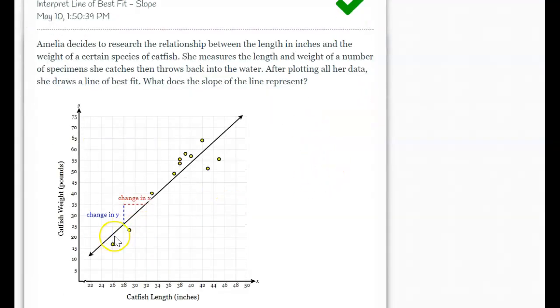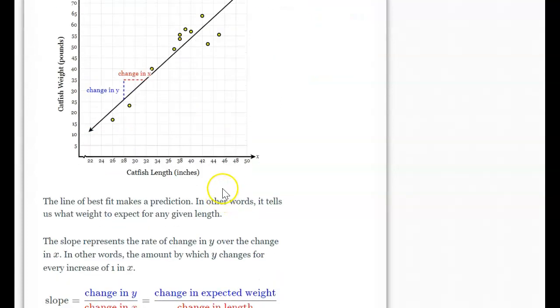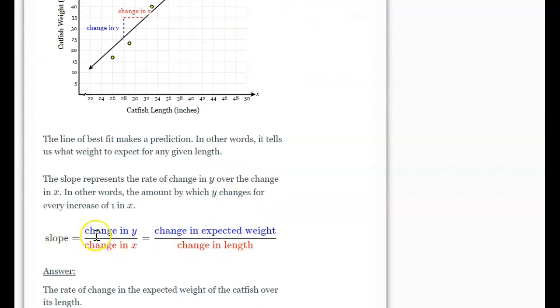All right, so then we can see they plotted the change in y, which is the change in weight, over the change in x, which is the length. So your weight went over your length. And then they broke this down where the change in y is the change in expected weight, over the change in the length. Okay, so you align your y with your words and your x with your words. All right, one more example coming up.